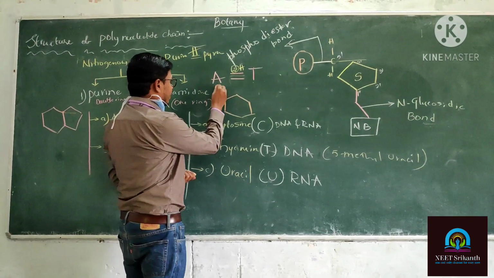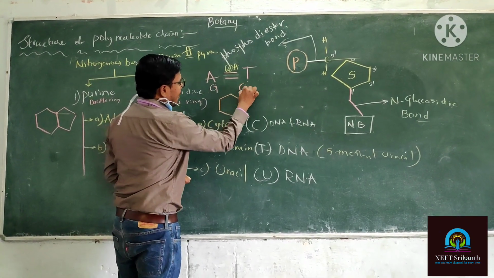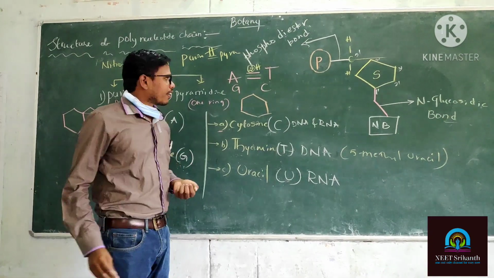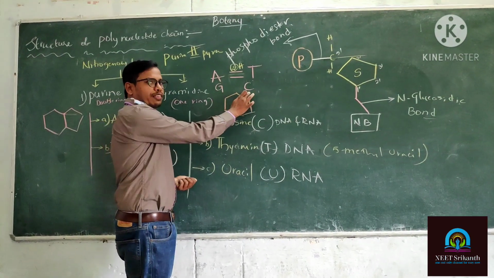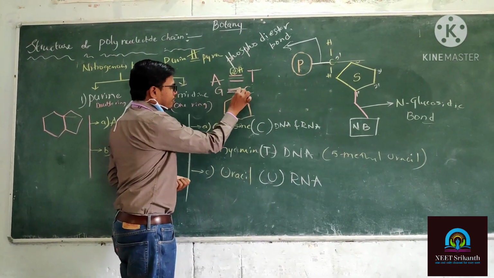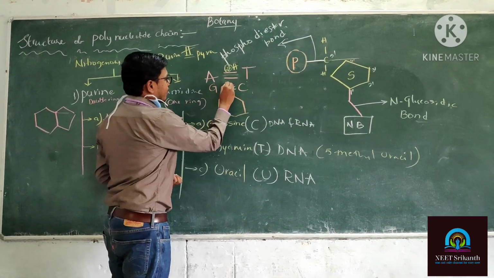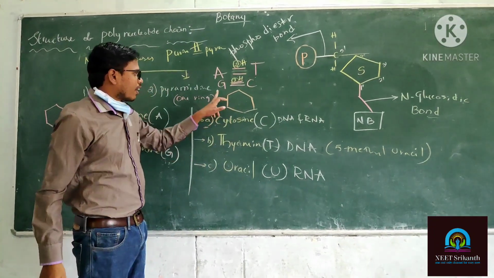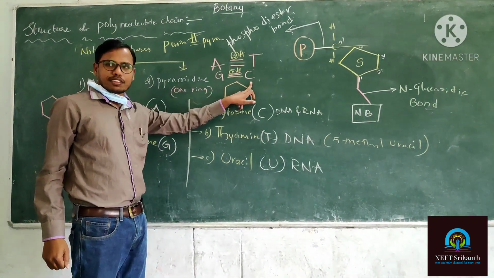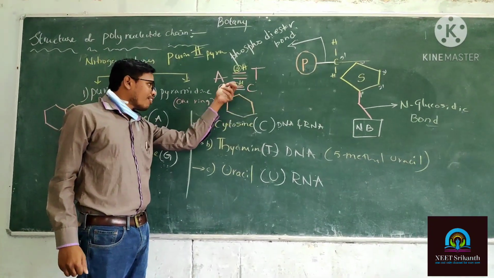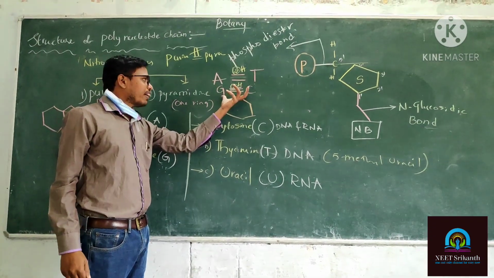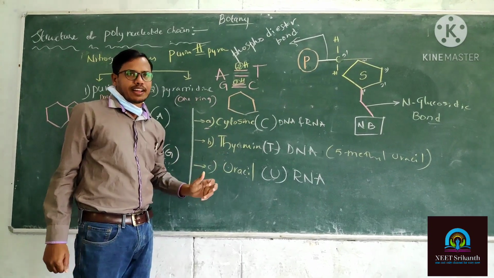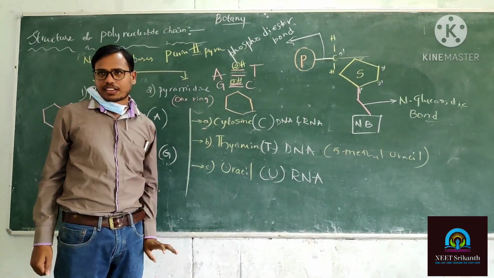Now you can observe the guanine always binds with cytosine. Between guanine and cytosine, how many bonds are there? Three hydrogen bonds are there. The guanine always binds with cytosine, or cytosine always binds with guanine. Between guanine and cytosine, how many hydrogen bonds are there? Three hydrogen bonds are there.